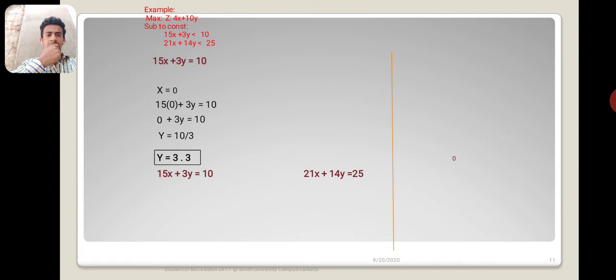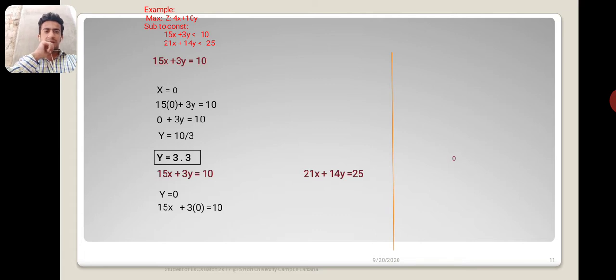15x plus 3y is equal to 10. 21x plus 14y is equal to 25. Y is equal to 0. 15x plus 3(0) is equal to 10.